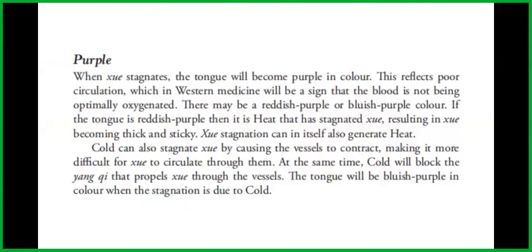If the tongue is reddish purple, then it is heat that has stagnated blood, resulting in blood becoming thick and sticky. Blood stagnation can in itself also generate heat. Cold can also stagnate blood by causing the vessels to contract, making it more difficult for blood to circulate through them. At the same time, cold will block the yang qi that propels blood through the vessels. The tongue will be bluish purple in color when the stagnation is due to cold.